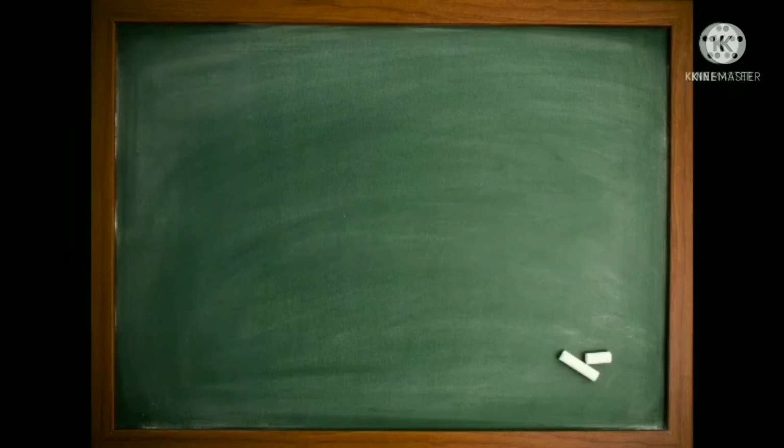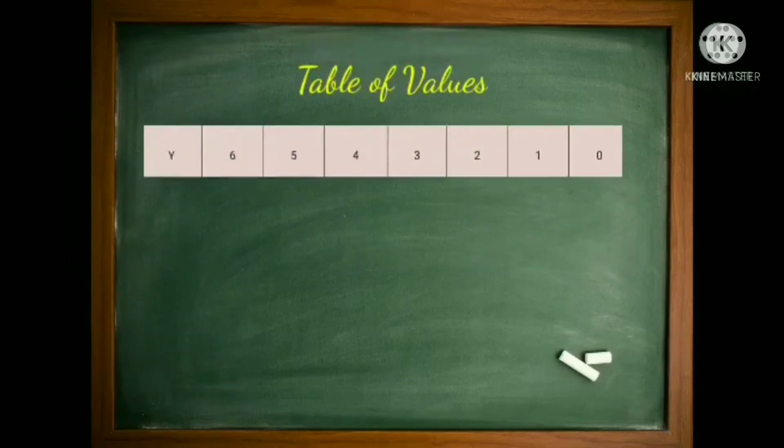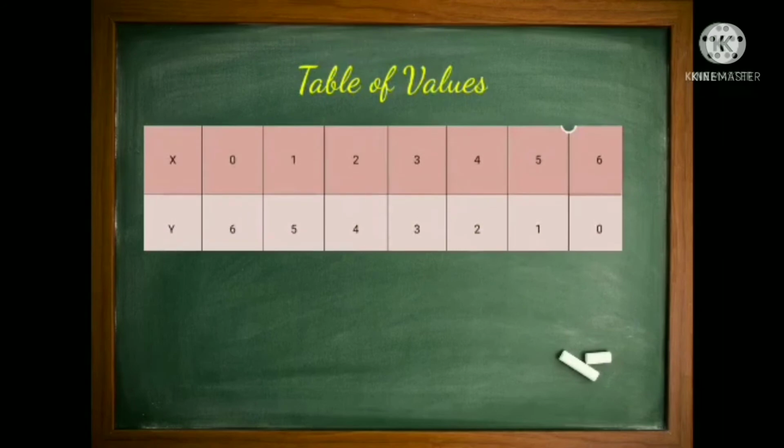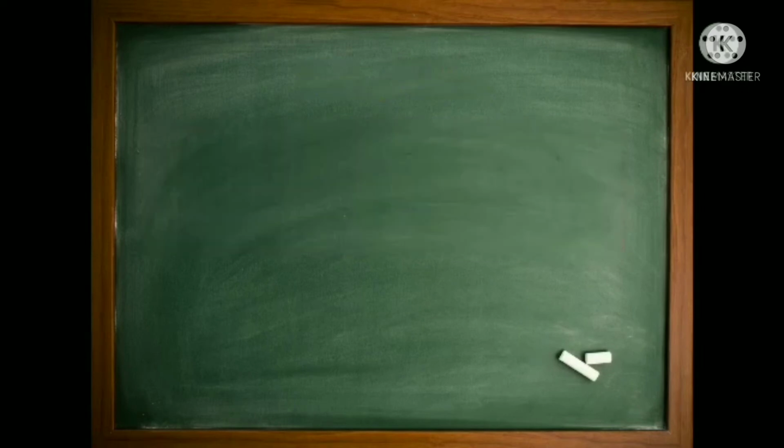Let us name using our first, the table of values. X is 0, 1, 2, 3, 4, 5, 6. Y is 6, 5, 4, 3, 2, 1, 0. And this is the example of a table of values.